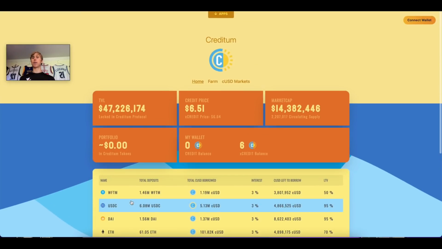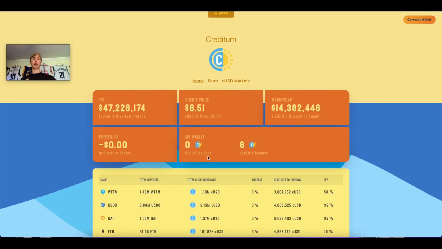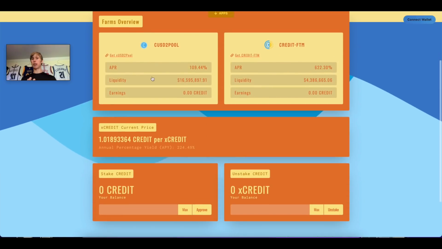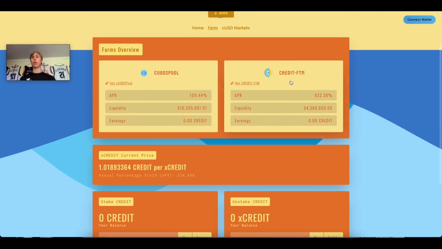Now with Creditum, there are a couple of options you can take. For example, if you just want to get some of these stablecoins, you can farm them up here, or you can use the Credit and FANTOM LP pair, and you can farm over there as well. This is going to be the pool 2, so this is typically the dumper, so that is something to keep in mind as well. But when in doubt, you can always go with the stablecoin pool.